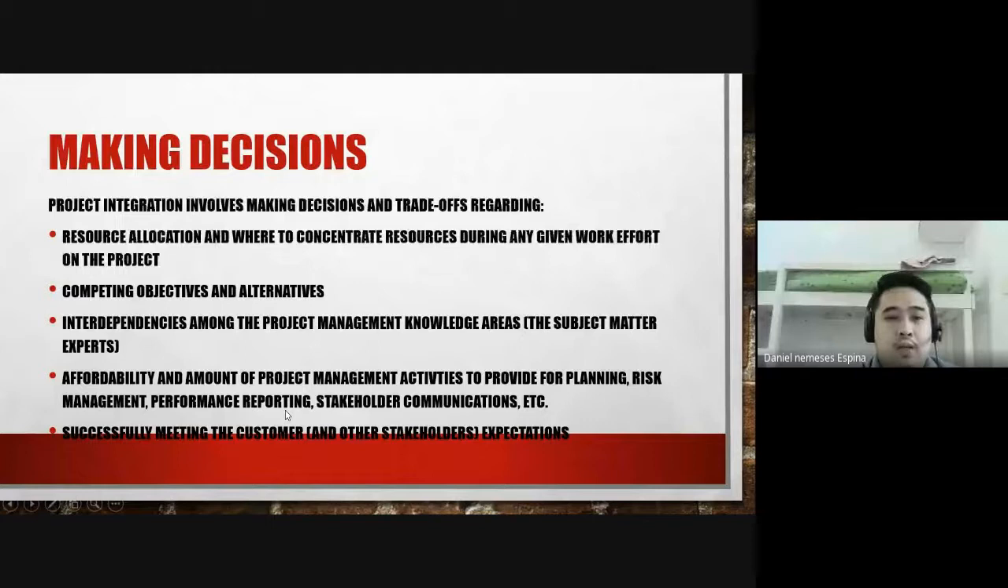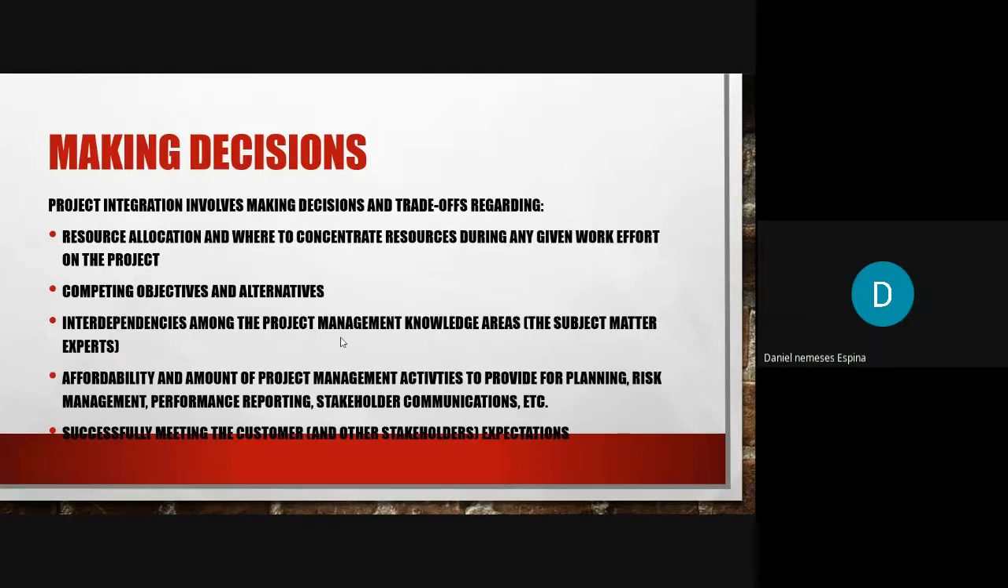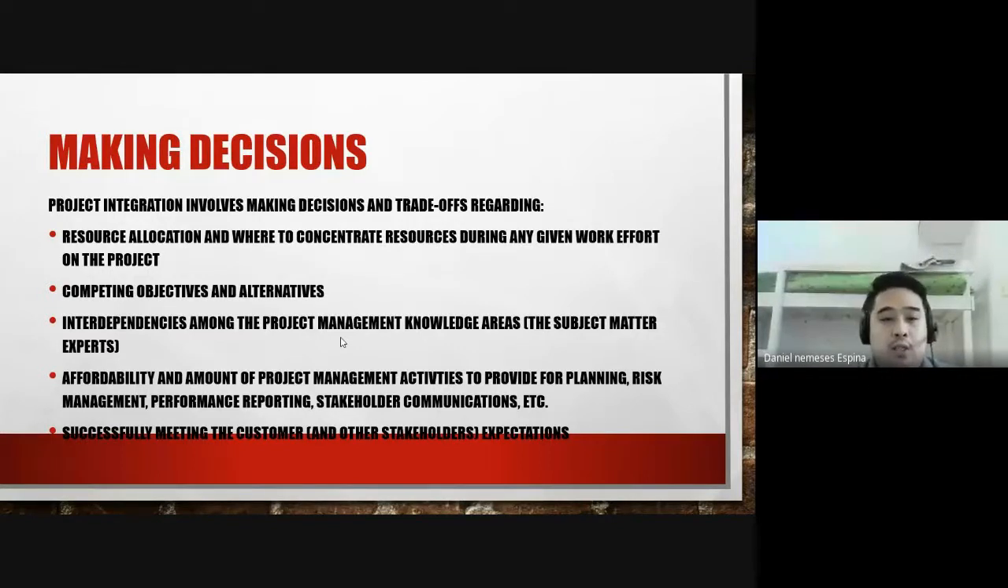So affordability and amount of project management activities to provide for the planning, the risk management, performance reporting, stakeholder communication, etc. Okay. So although we know the ideal way to manage those areas, however, we have to take into consideration also the affordability and the resources that we have. Okay? And then successfully meeting the customer and other stakeholder expectations. So of course, the most important is to meet the customers' and other stakeholders' expectations. So that's the whole point of doing project management.